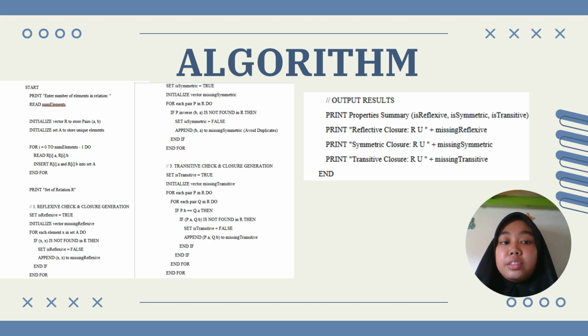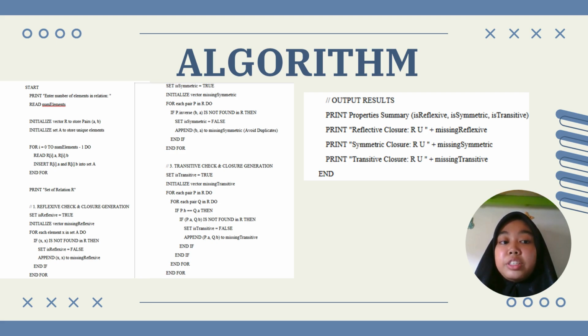First, the reflexive check. The program loops through every unique element X inside our set A. It searches the relation vector to verify if the identity pair (X, X) exists. If any identity pair is missing, the reflexive flag drops to false and the specific missing pair is pushed into a temporary array so we can build the closure later.